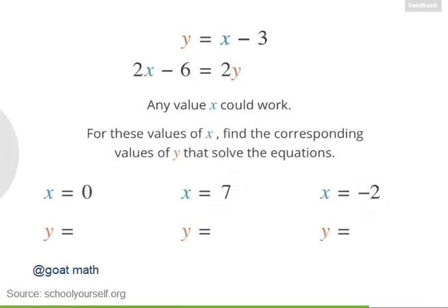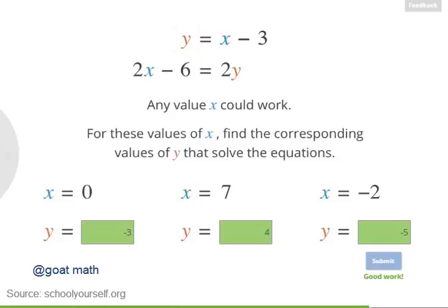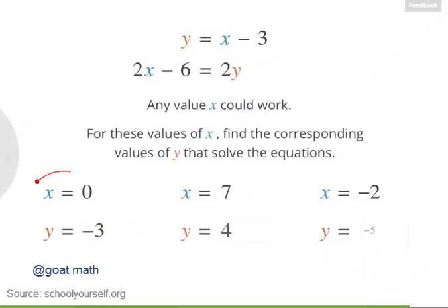For these different solutions, find the corresponding values of y that solve both these equations. For example, we said x could equal 0 in these equations. Well, if that's true, then what must y be equal to? Exactly. When x equals 0, y must equal negative 3. So this is one solution to the pair of equations up here. Meanwhile, x equals 7 and y equals 4 is another solution that satisfies both of these equations at the same time. And x equals negative 2 and y equals negative 5 is another solution.